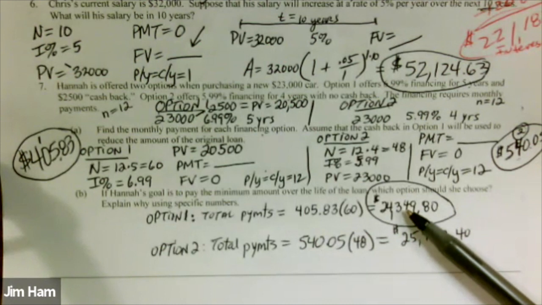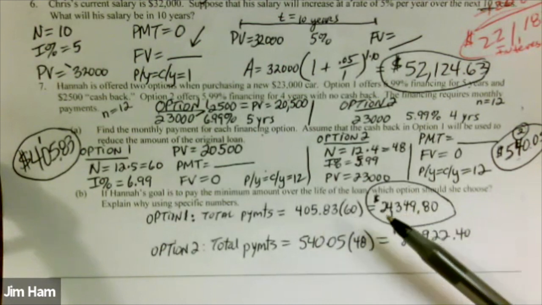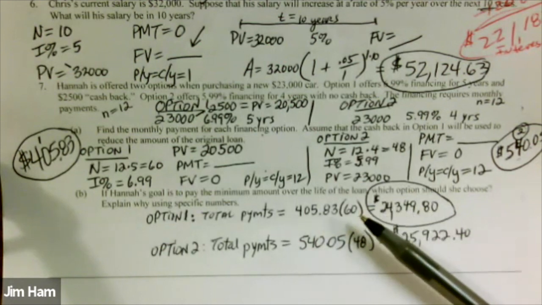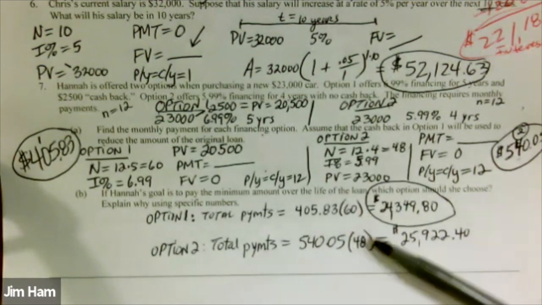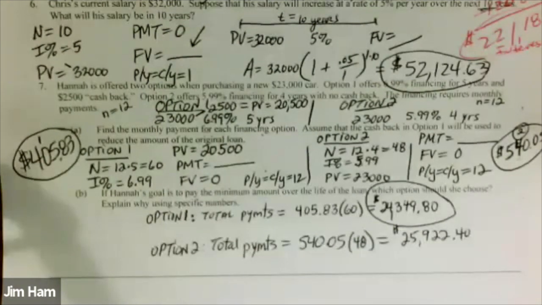The only downside would be that with option 1, she has to pay a full 5 years worth of payments, whereas in option 2, she has to pay only 4 years. So she's going to pay off the car sooner with option 2 than with option 1. But other than that, option 1 is the best.